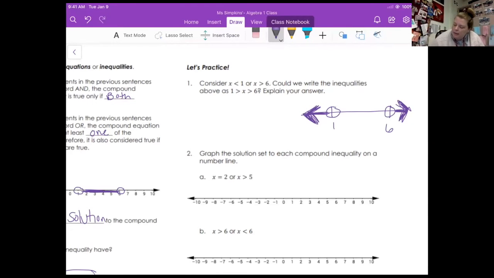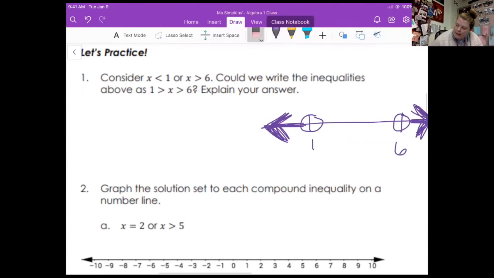Could we have written this or graph like this? So similar to the and, could we have written it like that? It's saying that I need a number that's less than 1 and greater than 6, the same number. Is that possible? Someone give me a number that's less than 1 and greater than 6 at the same time.